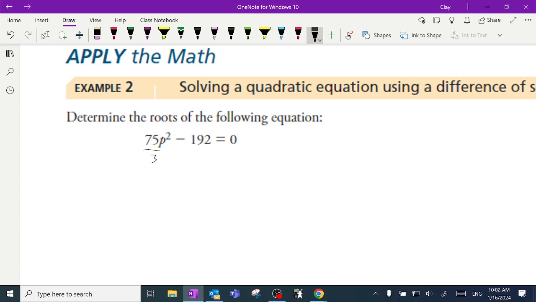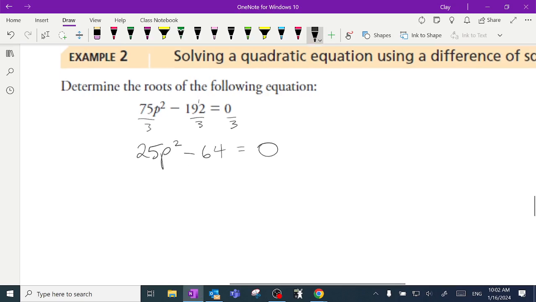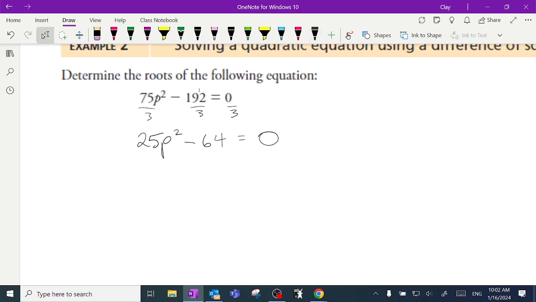So if I divide both sides of the equation by 3, I get 25p squared minus, 3 goes into 18 6 times, carry the 1, 64, and 0 divided by 3 is still 0. And does that look familiar? What do you notice about those two things? These things are perfect squares. So this one is a difference of squares.